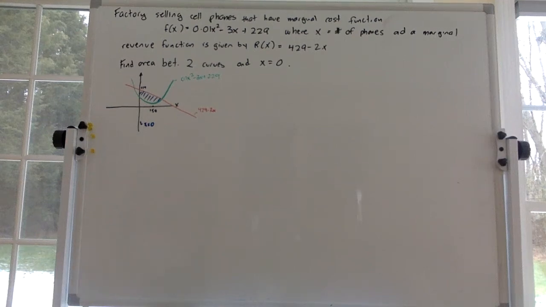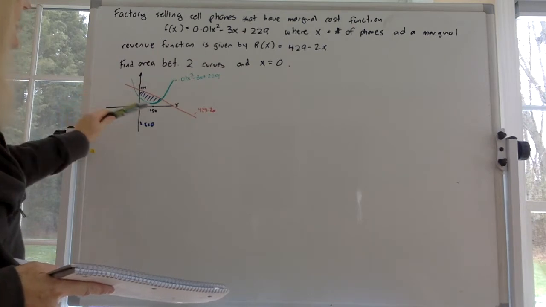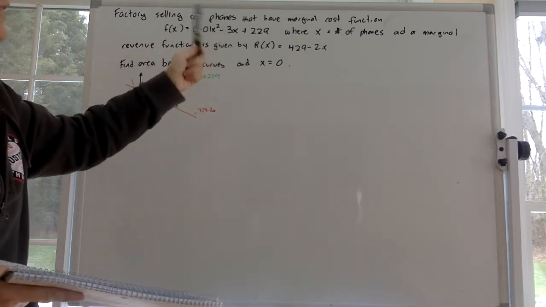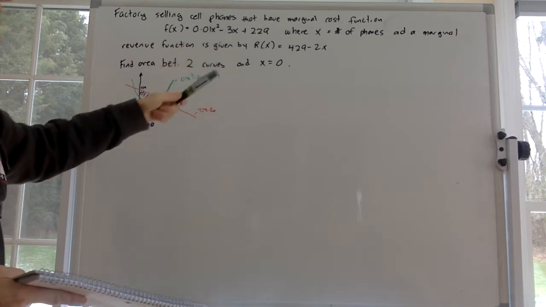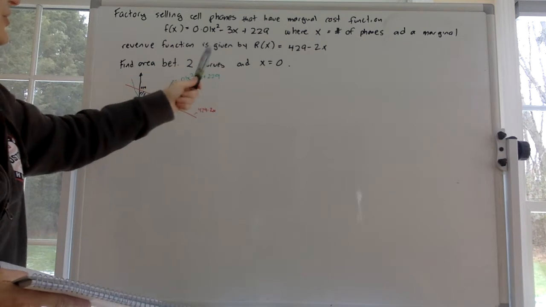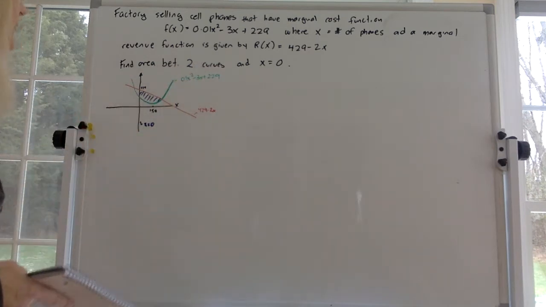Okay, in this problem, we're talking about selling cell phones. They said that they make cell phones and they have a marginal cost function given here. So I graphed it, it's a parabola, where x is equal to the number of phones, and the marginal revenue function is given by this line right here, 429 minus 2x.